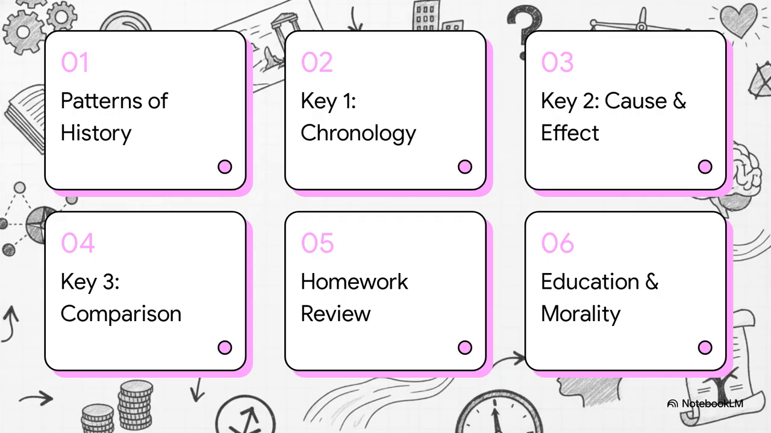Okay, let's dive into this. Here's exactly what we're covering today. 1. The patterns of history. 2. Key 1. Chronology. 3. Key 2. Cause and effect. 4. Key 3. Compare and contrast. 5. A quick homework review where it's your turn. And finally, number 6, education, morality, and peace.